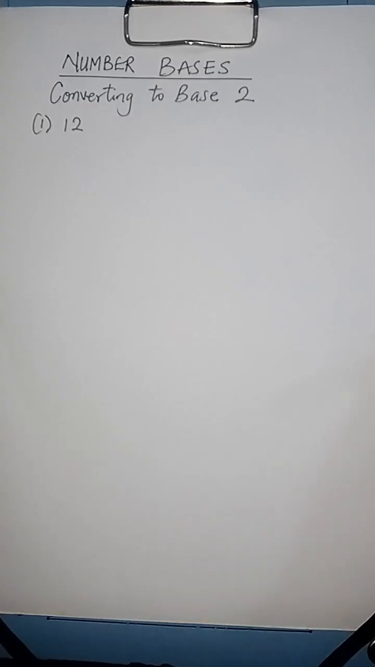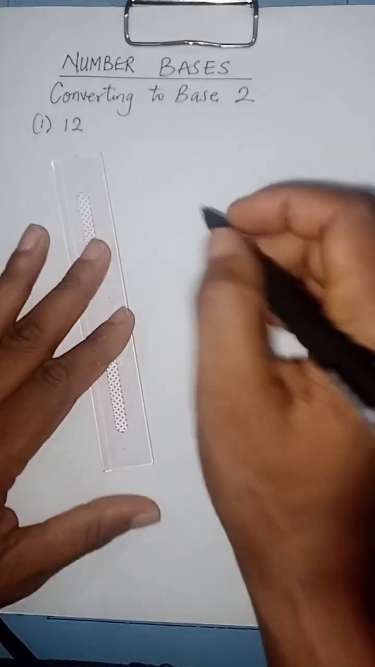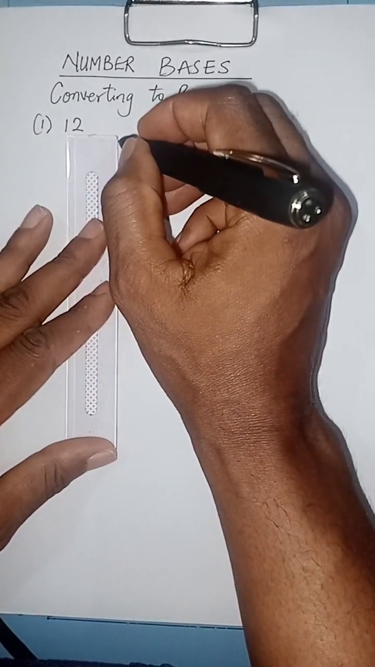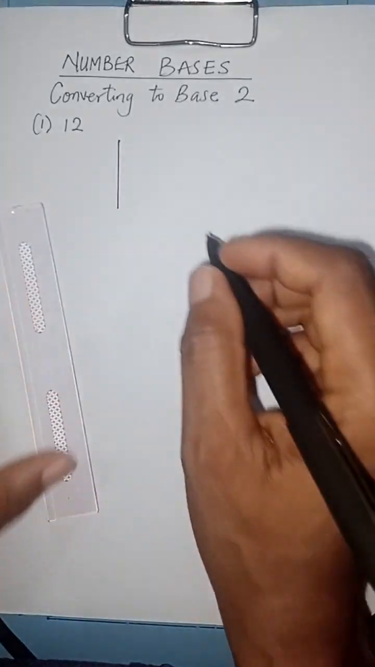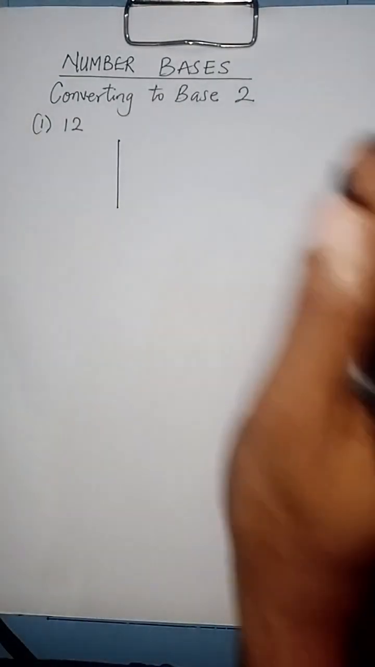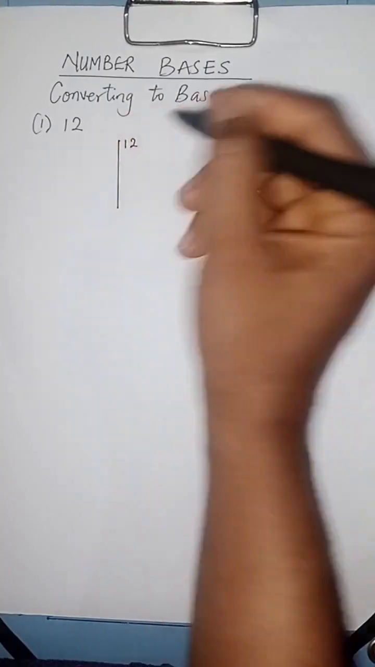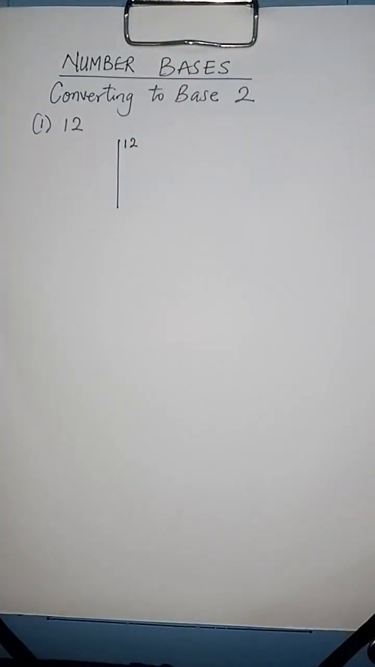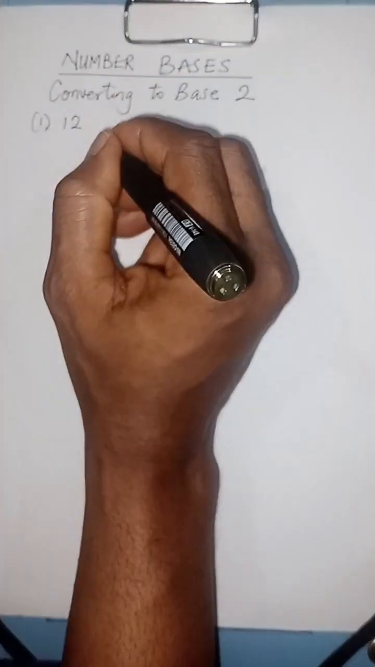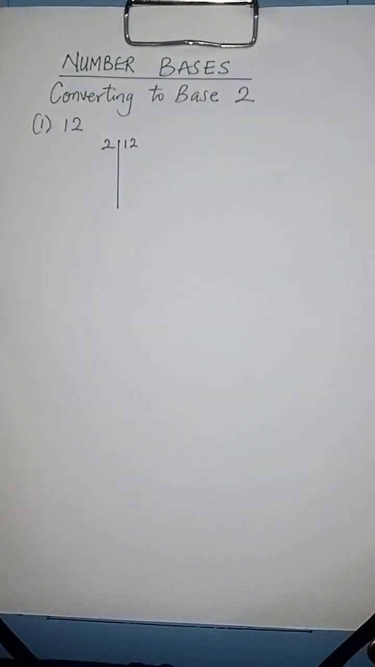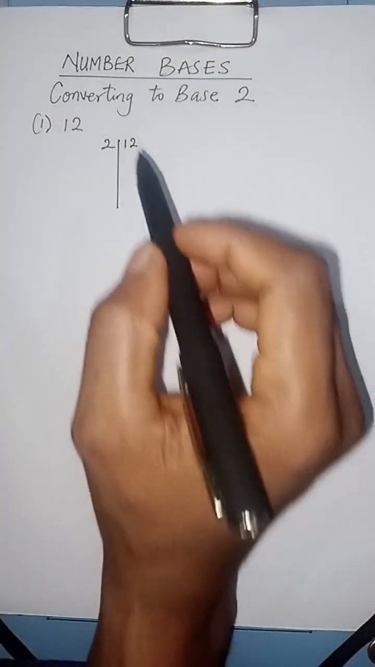The first thing I'll do is draw a line as if I'm looking for the product of its prime factors. Here will be 12. Then I'll divide. Because I'm converting to base 2, I'm going to divide by 2. In each step of the division, you write out the remainder. So let's go.